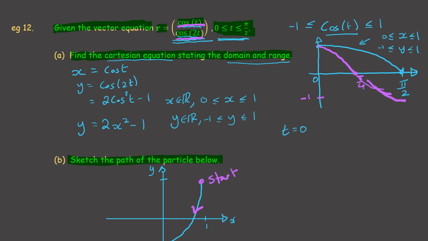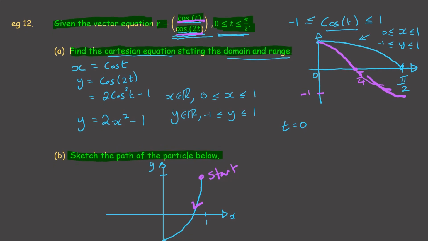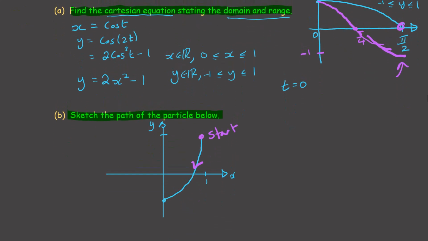When we get to pi by 2, the x would be 0, as shown on this graph just here, and the y would be -1. So this is the end point of the motion.